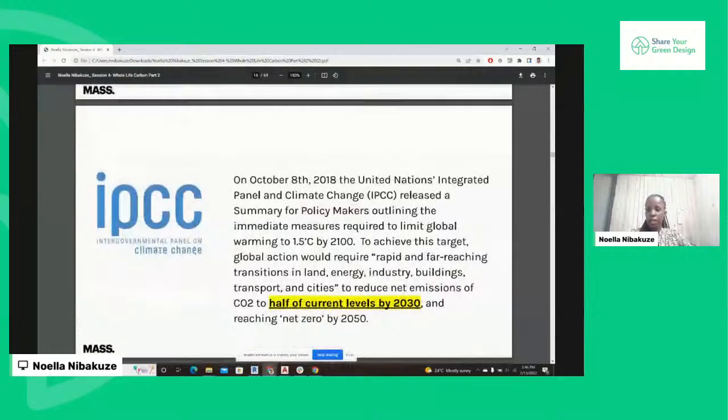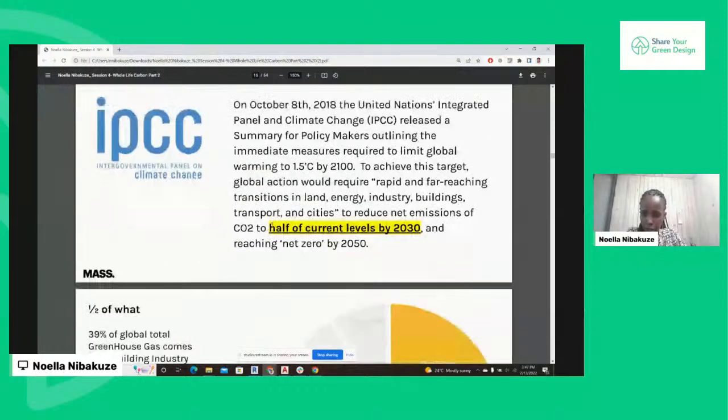So the next part, I'm going to talk about how, from the master planning to zooming into the buildings, we really were intentional on following what the IPCC says, where we need to reduce the net emission of CO2 to half of current levels by 2030 and reach net zero by 2050. And this is a project where we intentionally try to achieve that. So how did we achieve that?